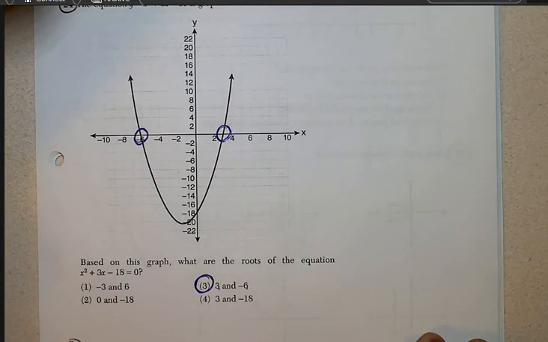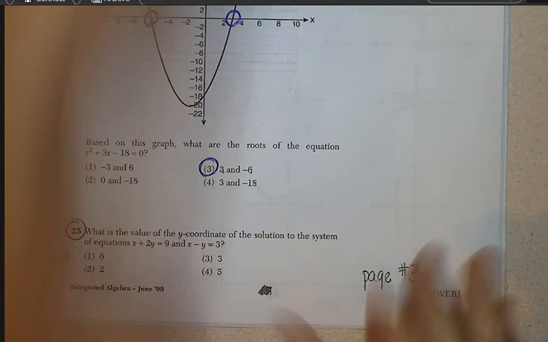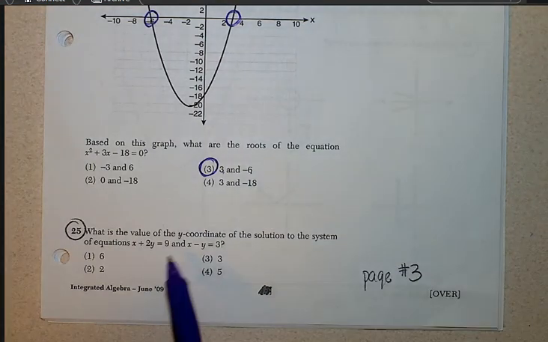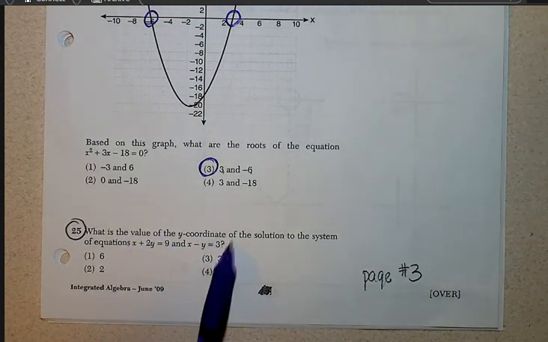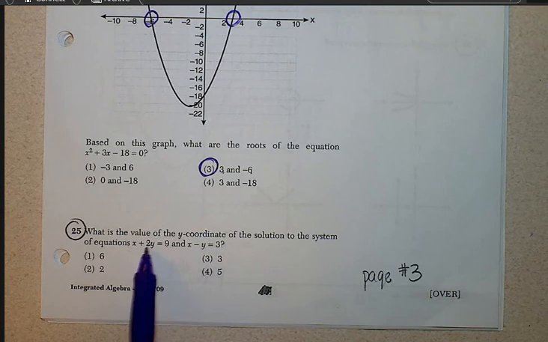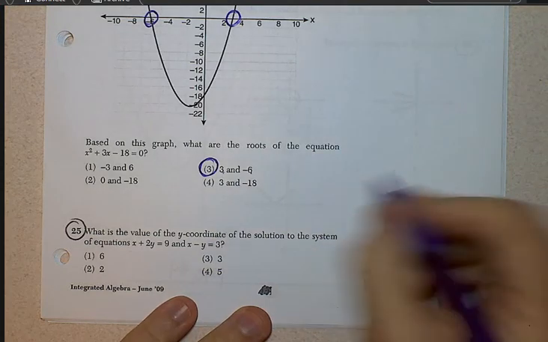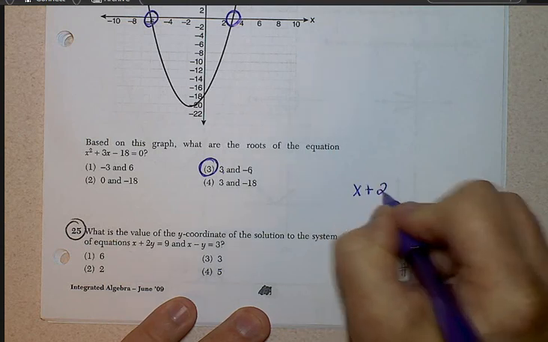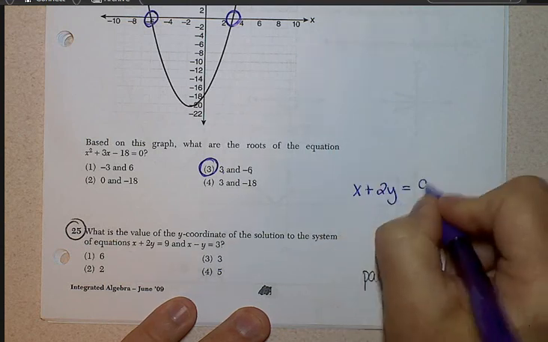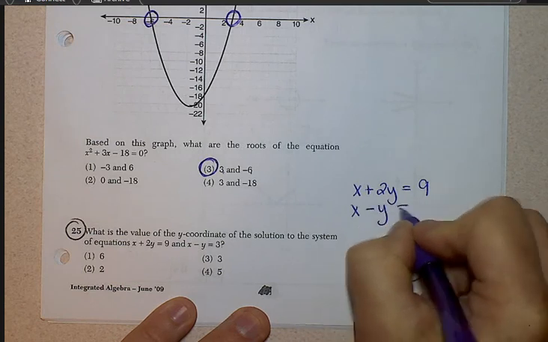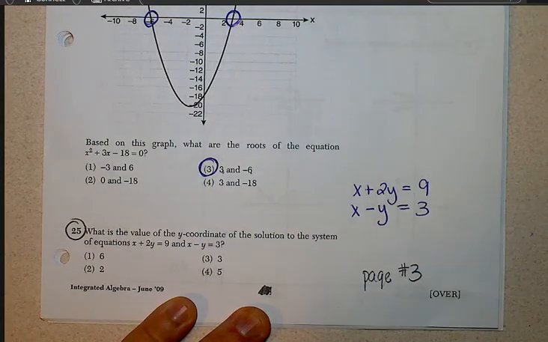And the last one that's on this page is: what is the value of the y-coordinate of the solution to the system of equations? Now once we start looking at a system of equations, think about it, we have x's and y's, x's and y's. Let's try to quickly solve this algebraically. So to do that, we are going to rewrite the equations if we have to, but we're going to line up all of our variables, so our x's and our y's and our constants are all in the same column.